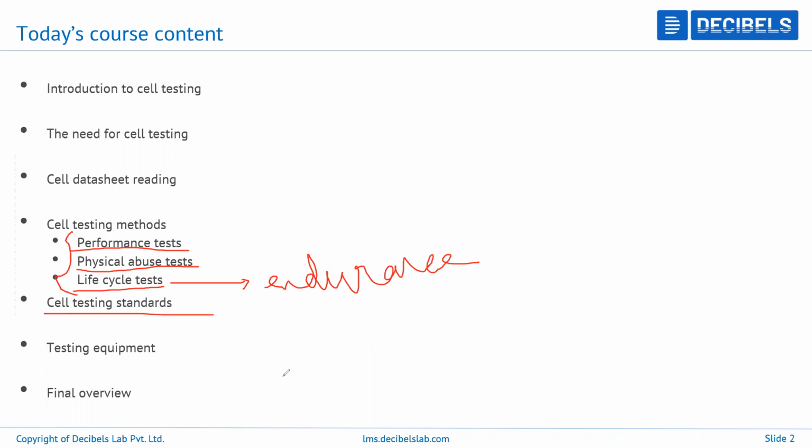Then we'll take a brief look at cell testing standards. Basically, we have different standards. We have the ISO standard, we have UL, we have IEC, we have SAE. So we have so many different standards, and we'll just take a quick look at what the different standards are.